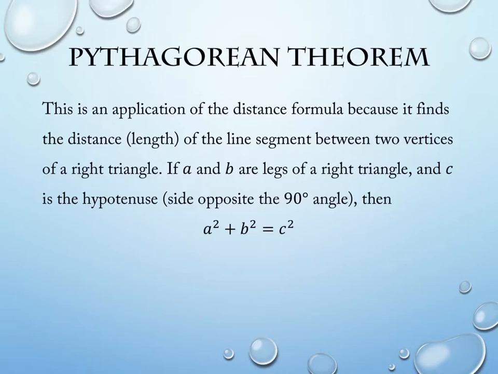The Pythagorean Theorem is actually an application of the distance formula. I talked about it briefly when we talked about section 2.1. It finds the application of the distance formula because it finds the distance or the length of the line segment between two vertices of a right triangle. If A and B are legs of the right triangle, and C is the hypotenuse, which is the side opposite the 90-degree angle, then A squared plus B squared equals C squared.